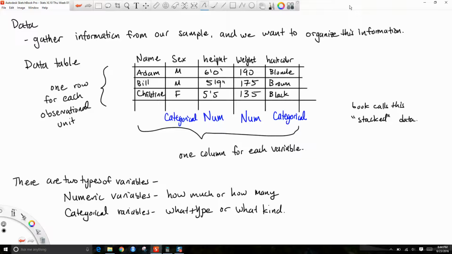The book talks about unstacked data. That's just another form that I don't use as often, but you can look at the examples in the book about what that is. Almost all data sets will have some kind of context. Data often has context.